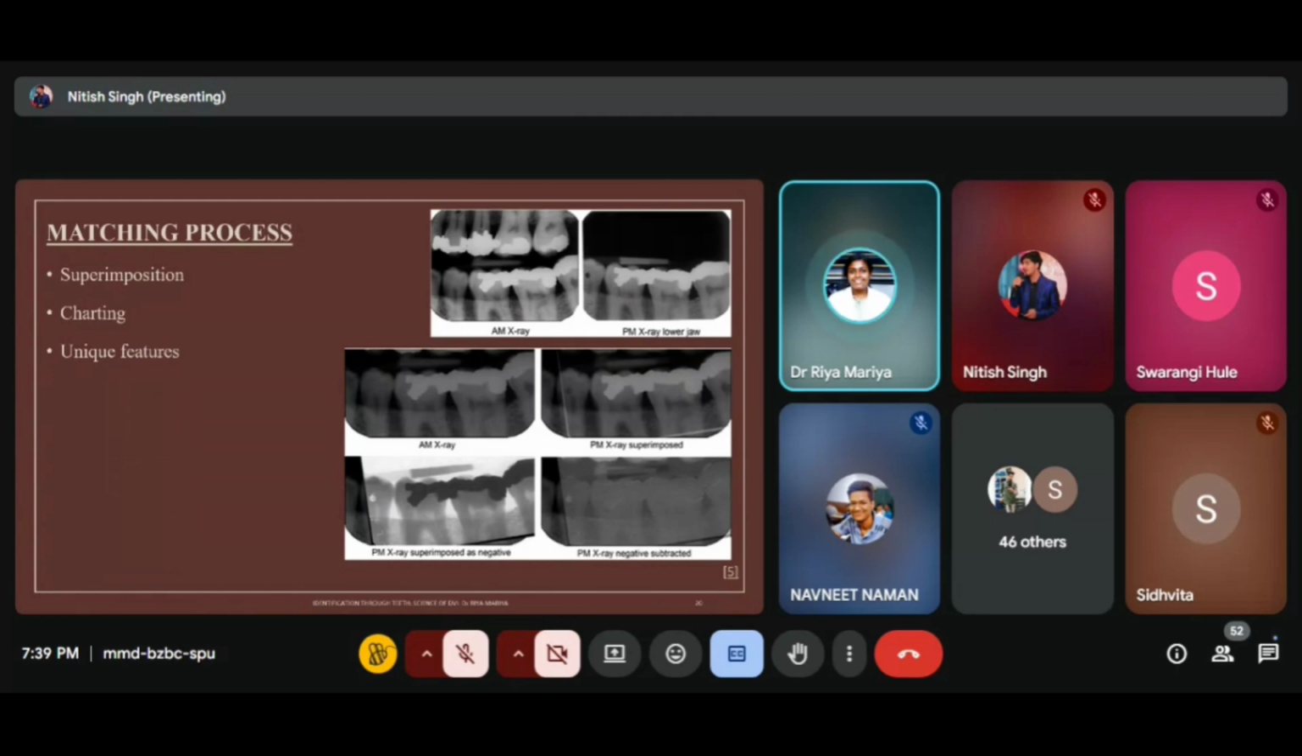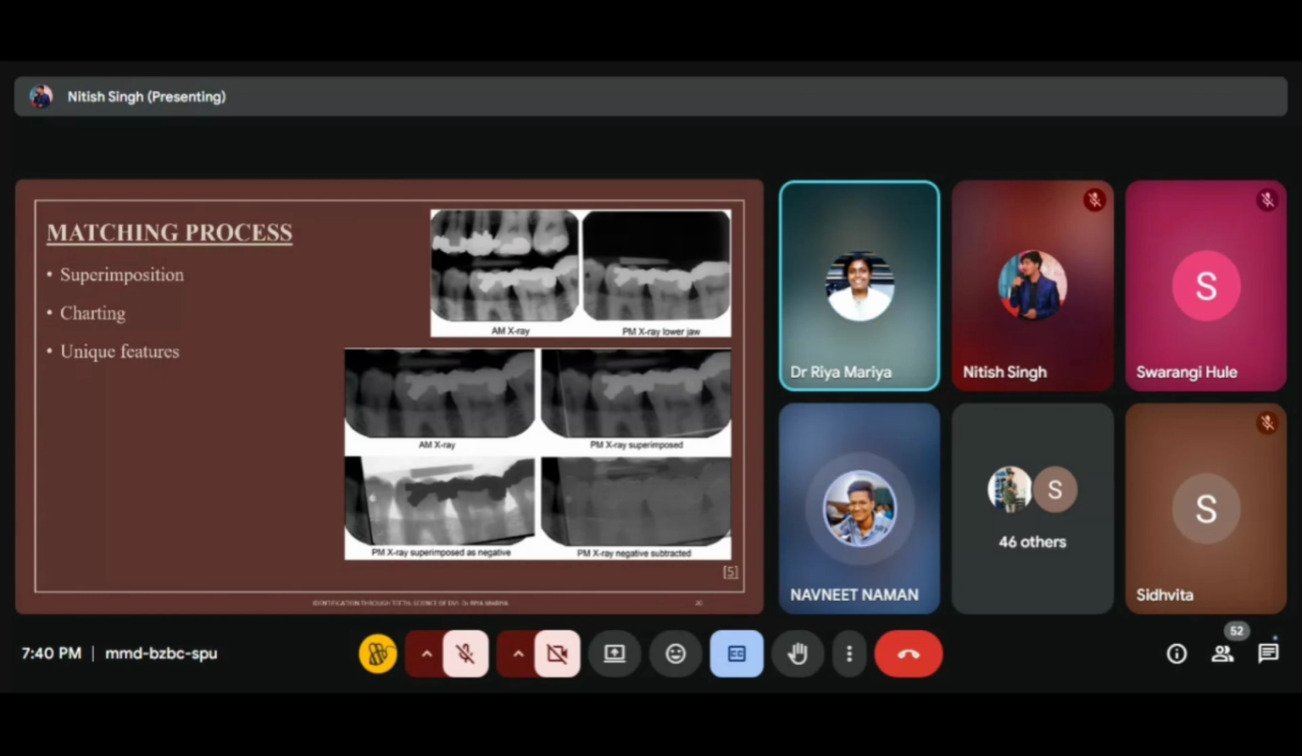So we can use any kind of software tools to change it into negative. In the negative you can see that the restoration or filling appears in black color. Okay, and this black color is subtracted, means if that portion is subtracted, you can see that shadow of the restoration perfectly fitting into the actual antemortem X-ray. I hope it is clear now.